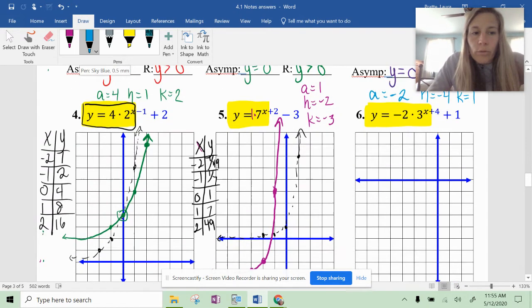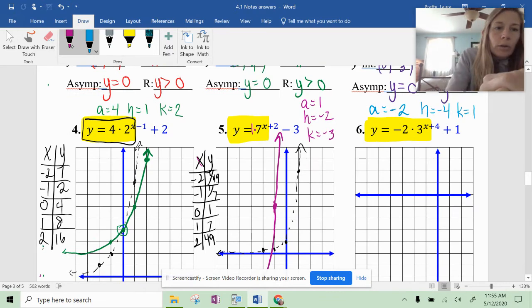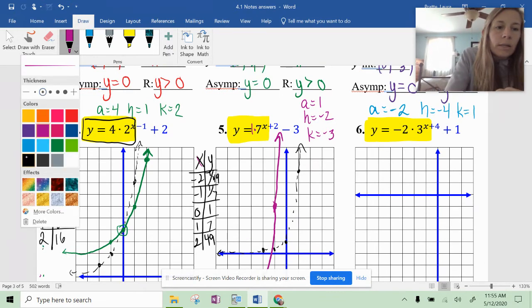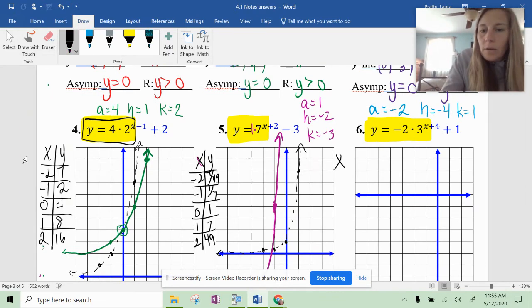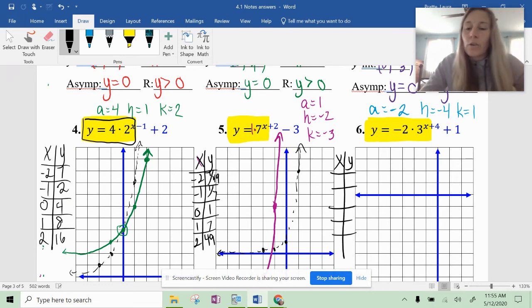Okay, so to go through and do the actual table of values, I'm going to do my parent function because that's a little bit easier for me to figure out in my head. Now, even if you're graphing these with your calculator and you're putting the whole thing in, that's fine. But I will have questions on the quiz that ask you about the shifting and stuff. So just make sure you understand that.